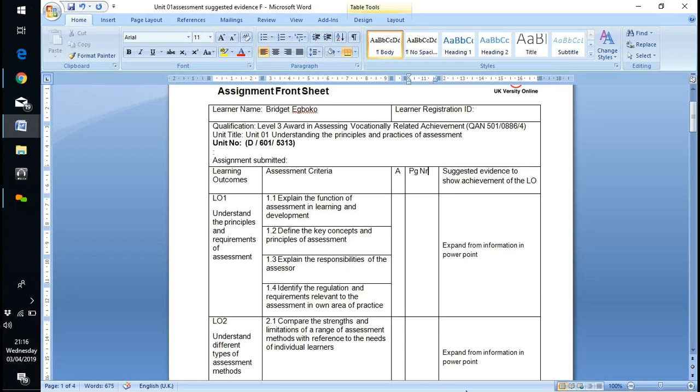page number. So when I do your assessment, I'll be looking at the tasks you've completed that cover LO1, yeah? 1.1, 1.2 and 1.3, where you explain the function of assessment, define the key concepts, explain the responsibility of the assessor, and identify the regulation and requirements relevant to the issue. I will then literally, in your workbook, write the page number in here, I'll put an A in there if it's achieved, and then I will write here my assessment, yeah?